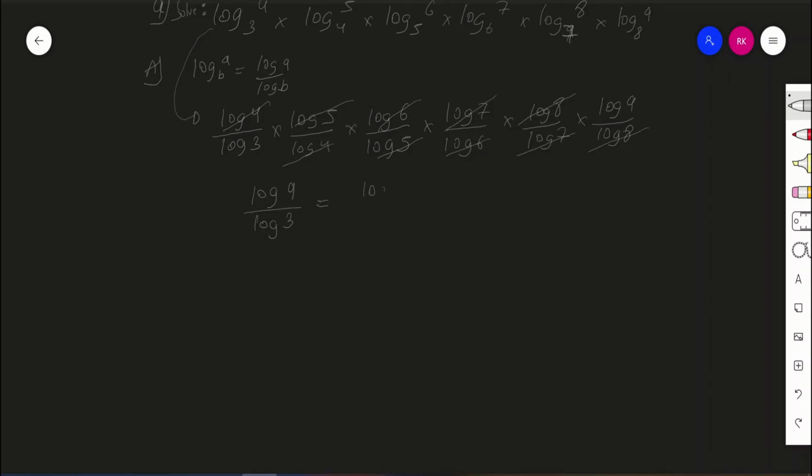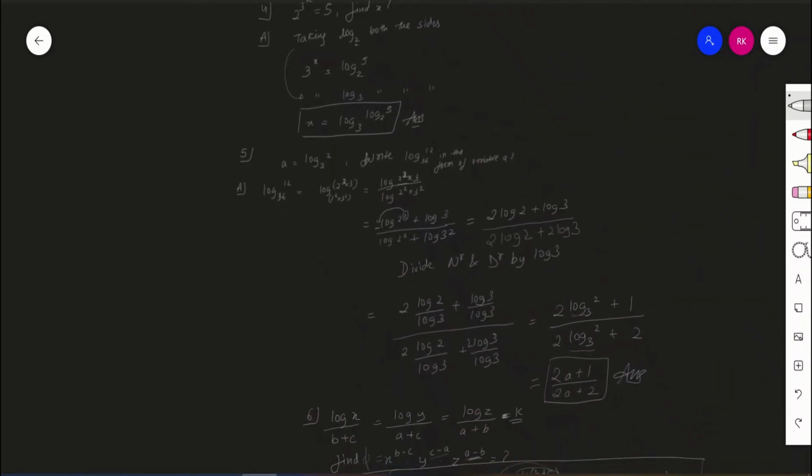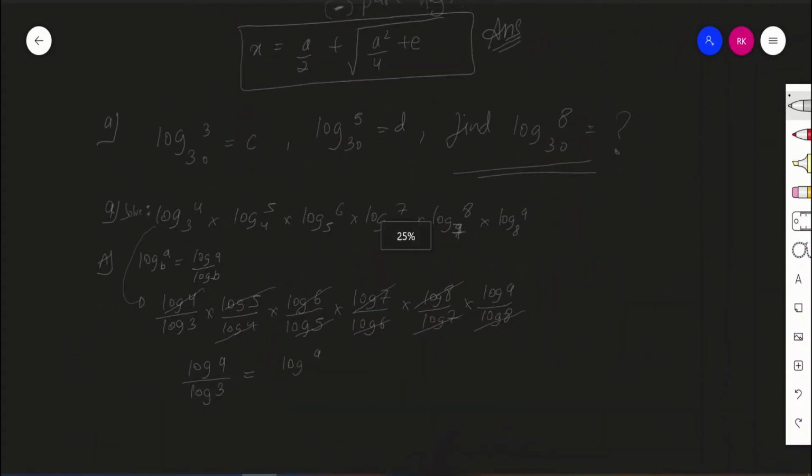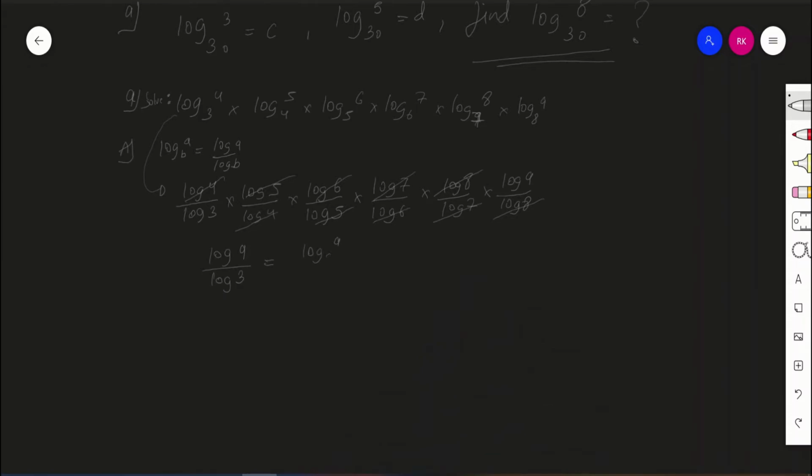So I can write it as log 9 base 3, and I can write the 9 as 3 square. This 2 will come down here, so 2 times log 3 base 3. So the answer is going to be 2.